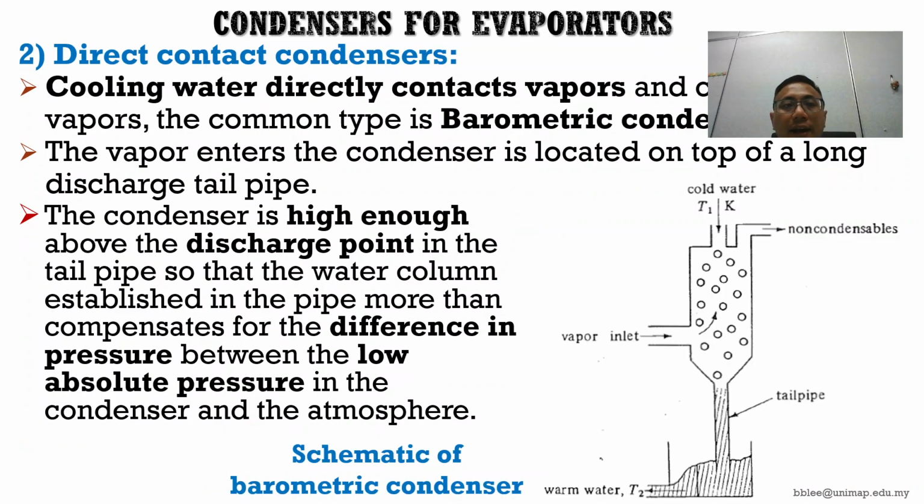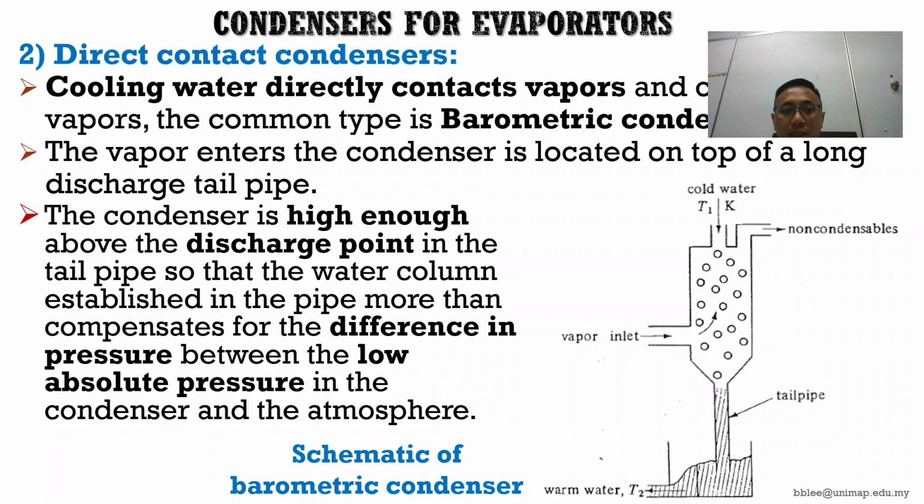Now this is a direct contact condenser. Cooling water directly contacts the vapors and condenses the vapor. The common type is the barometric condenser, as shown in the figure below. So we have water vapor coming out from the evaporator, and then we have cooling water spraying through here. It starts to condense, and the non-condensable gas will be discarded out of the discard point.